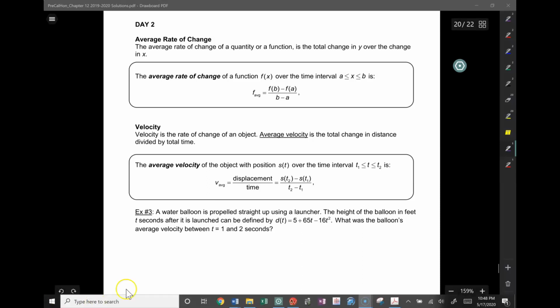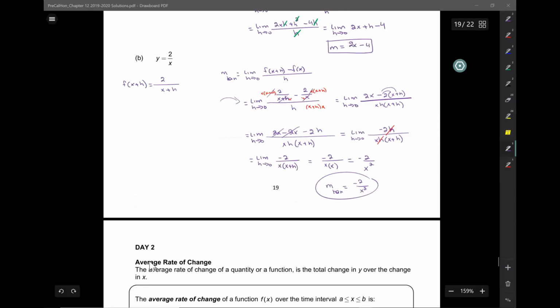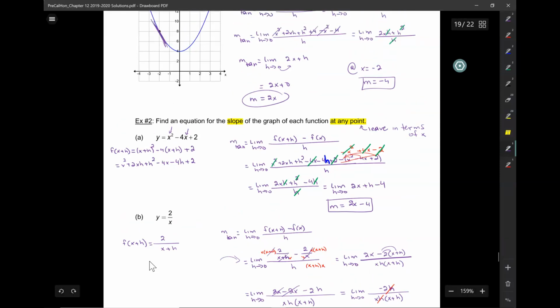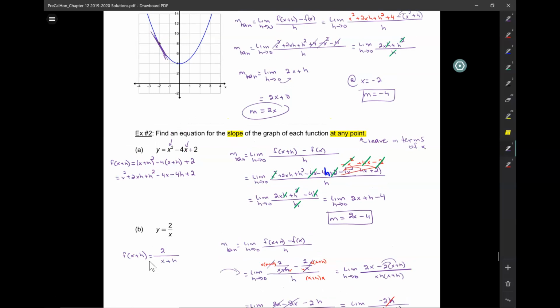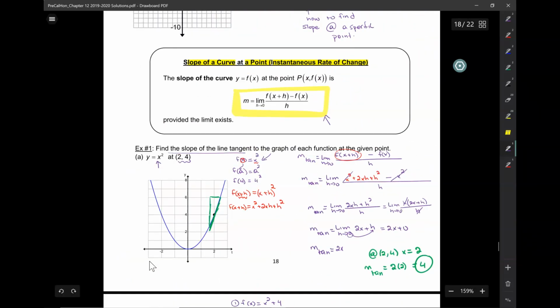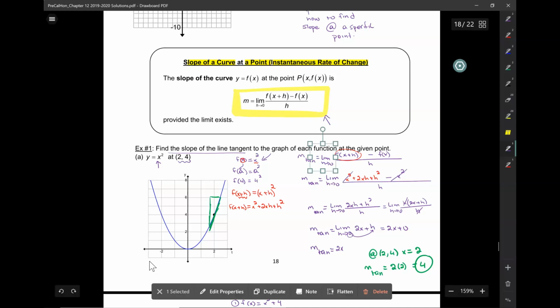Hey guys, so last time we talked about finding the slope of a function at a specific point. Remember we said slope was rate of change. So when we found the rate of change at a specific point, another way to describe that is the instantaneous rate of change.